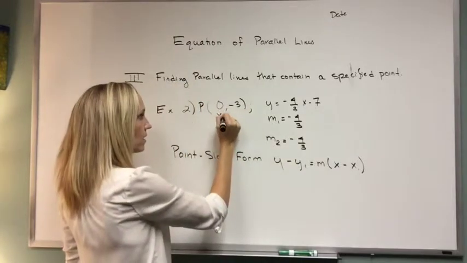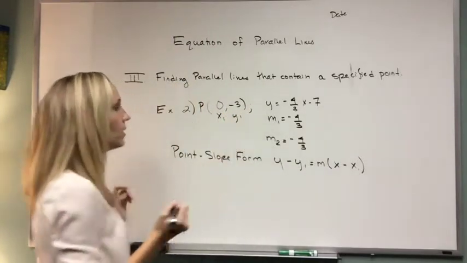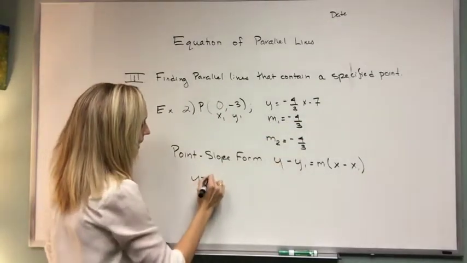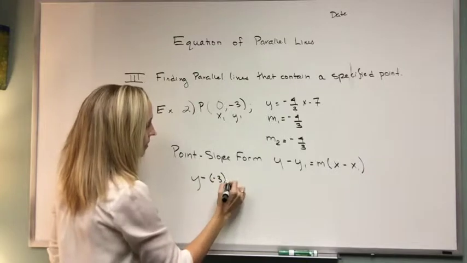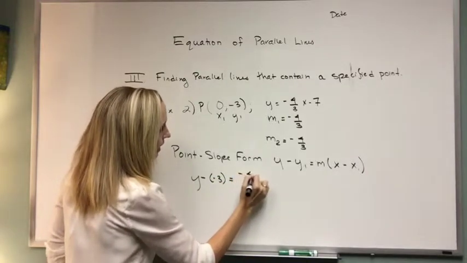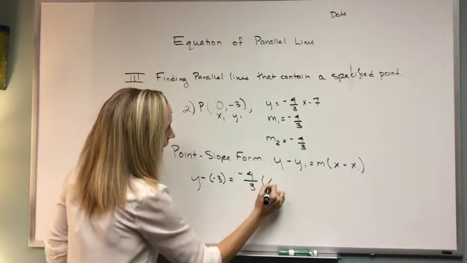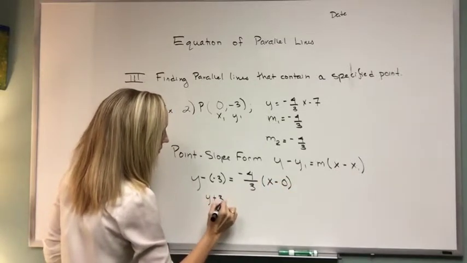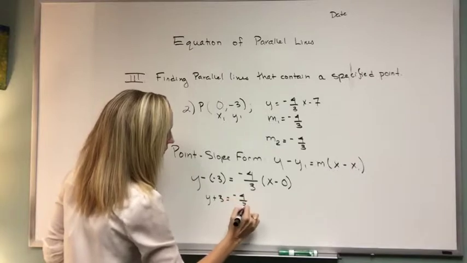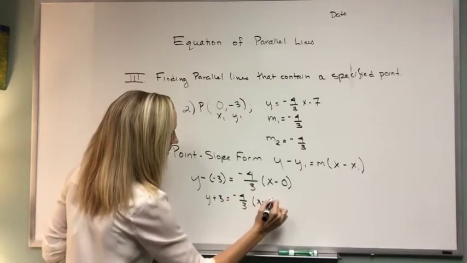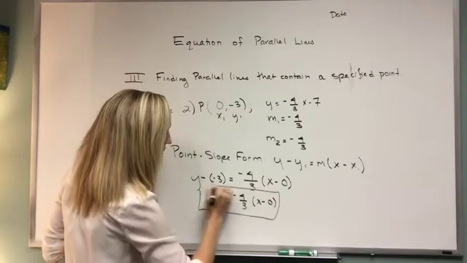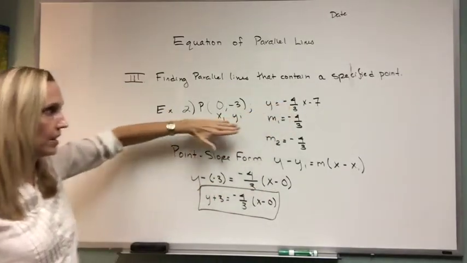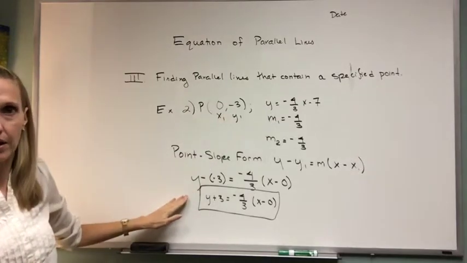I have my point, which is x1 and y1, so I'm going to put it in point slope. So I get y minus negative 3, so I know I'm going to have to simplify that, equals negative 4 over 3 times x minus 0. I get y plus 3 equals negative 4 over 3 times x minus 0. And that is your final answer. The equation of a line that is parallel to this but contains this point is this right here.